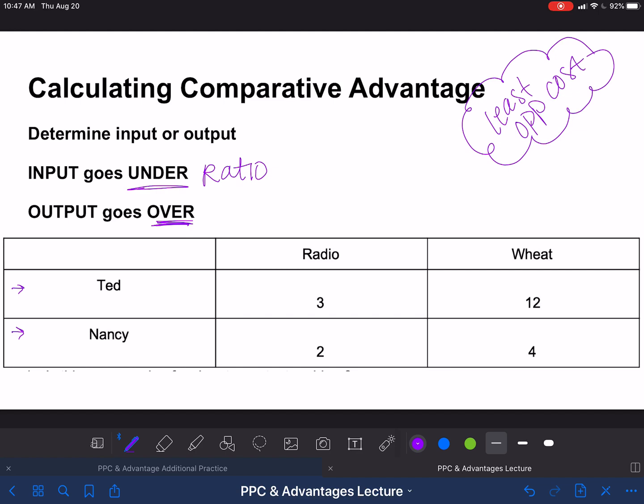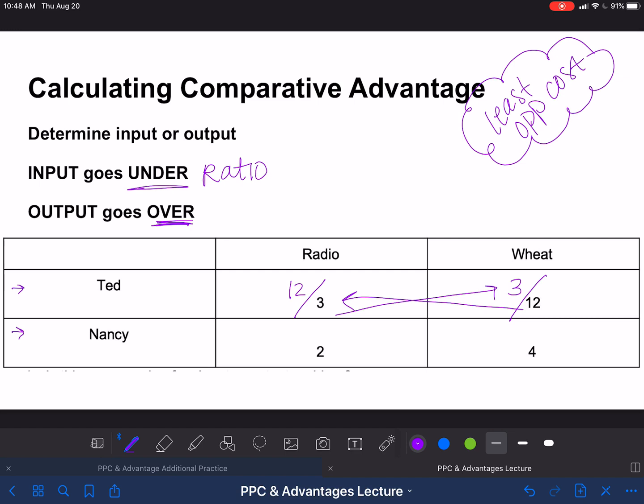So do we think this is going to be an input problem or an output problem? Well, there's no signs of time or energy or anything like that, so it's pretty safe to assume this is a production question. So this is going to be an output problem here. So we're going to go over. So watch as I set up my ratio by going over. So I'm going to take the 12 and put it over the 3. And then I'm going to take the 3 and put it over the 12.